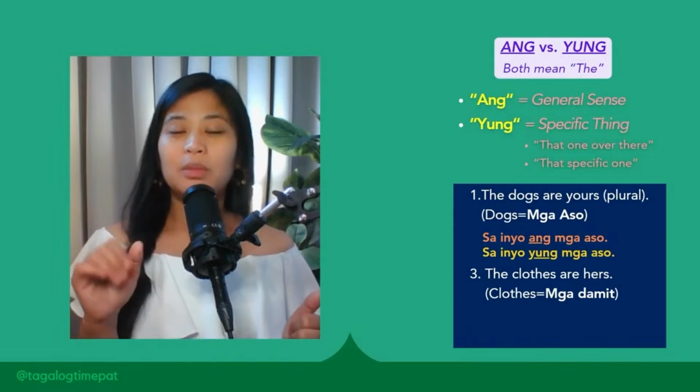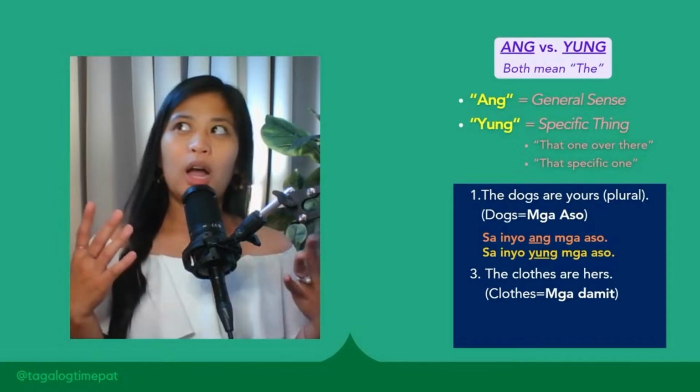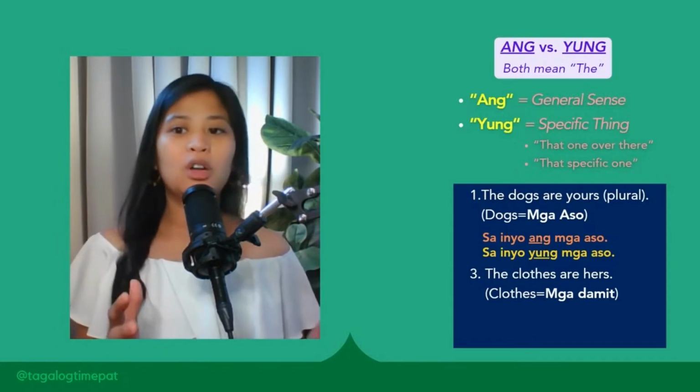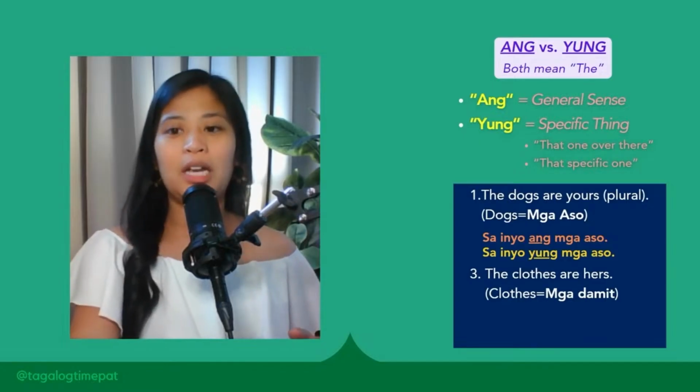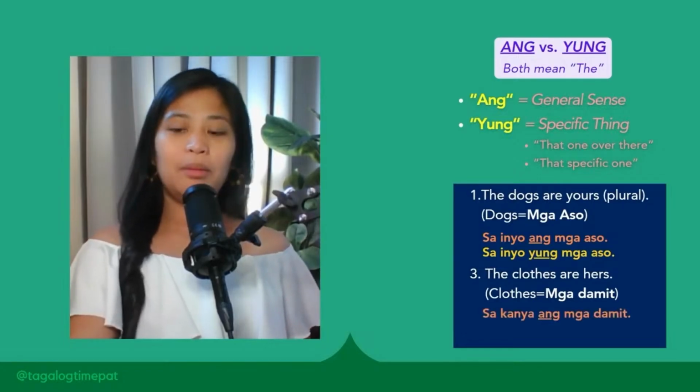So it's a very subtle difference there, ang and yung. And oftentimes people are just using them interchangeably. But when I use yung, it's like I'm already talking about something specific. We had already been talking about some specific dogs, and I'm like, oh yeah, the dogs are yours. Now the next example, the clothes are hers, we learned, sa kanya ang mga damit.